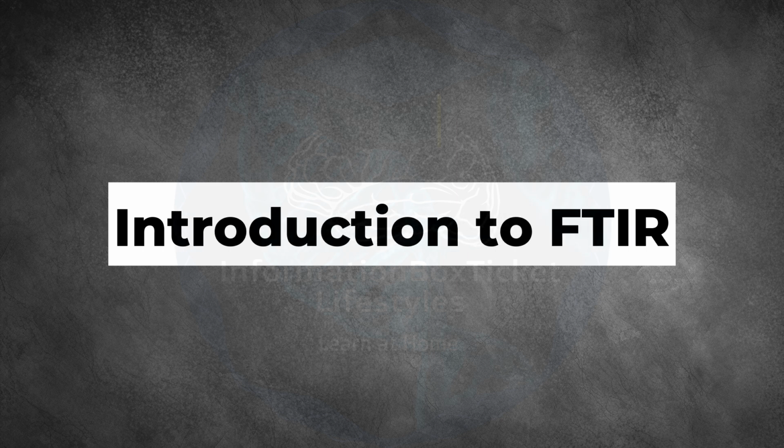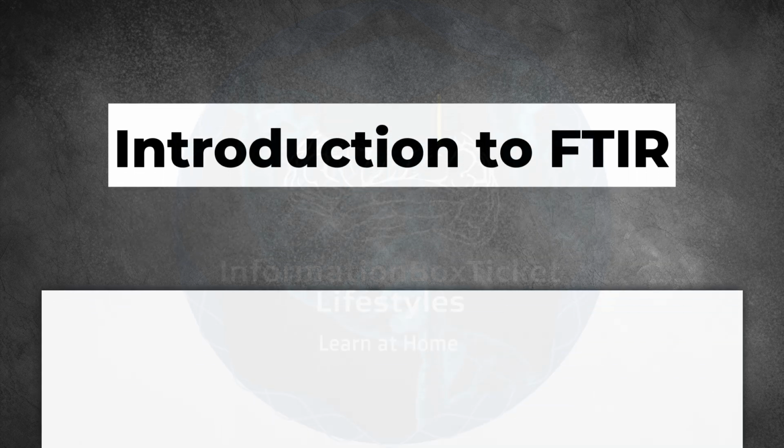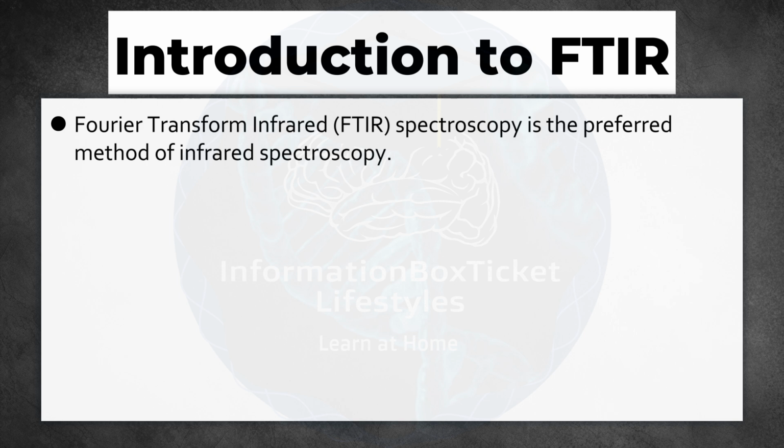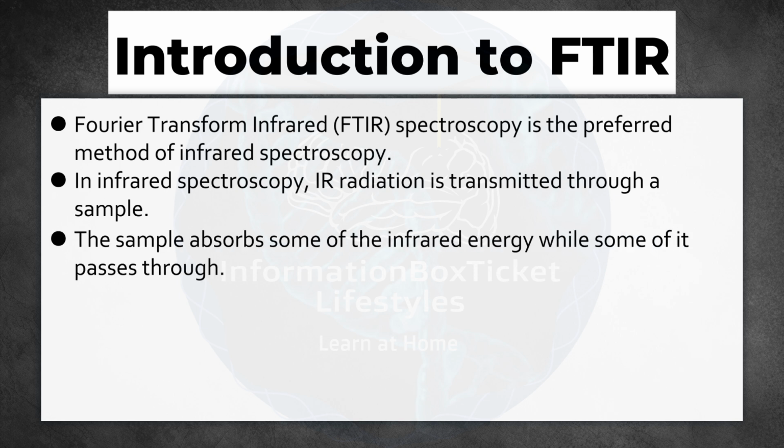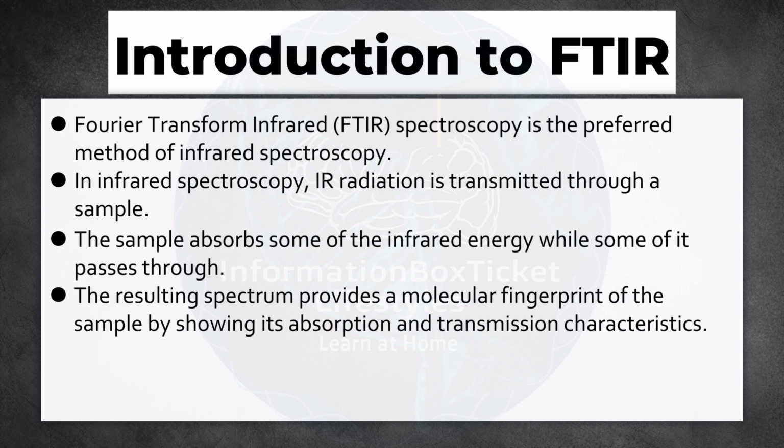Introduction to FTIR. Fourier Transform Infrared spectroscopy is the preferred method of infrared spectroscopy. In infrared spectroscopy, IR radiation is transmitted through a sample. The sample absorbs some of the infrared energy, while some of it passes through. The resulting spectrum provides a molecular fingerprint of the sample by showing its absorption and transmission characteristics.